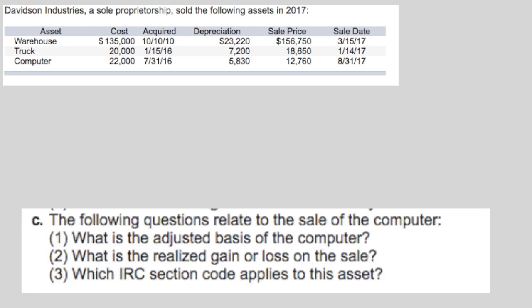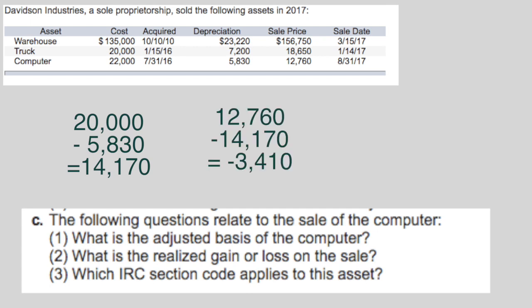On to our last problem, the computer. So the first question, what is the adjusted basis? Our cost minus the depreciation, 14,170. Then number two, what is the realized gain or loss? So we take our sale price at 12,760 minus that adjusted basis we just calculated, and we have a loss of 3,410.